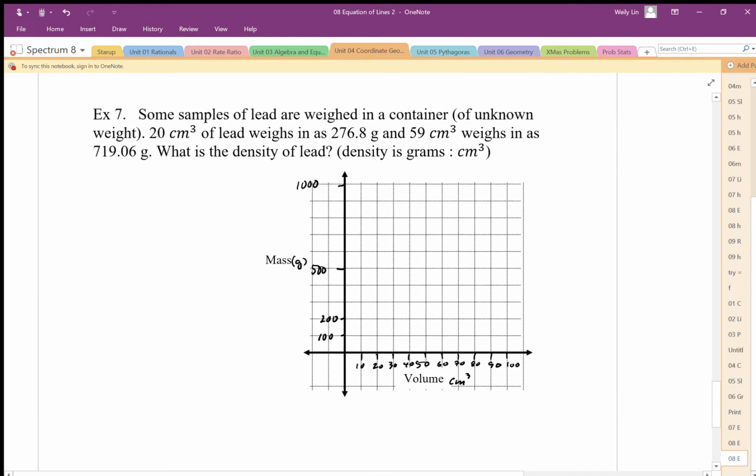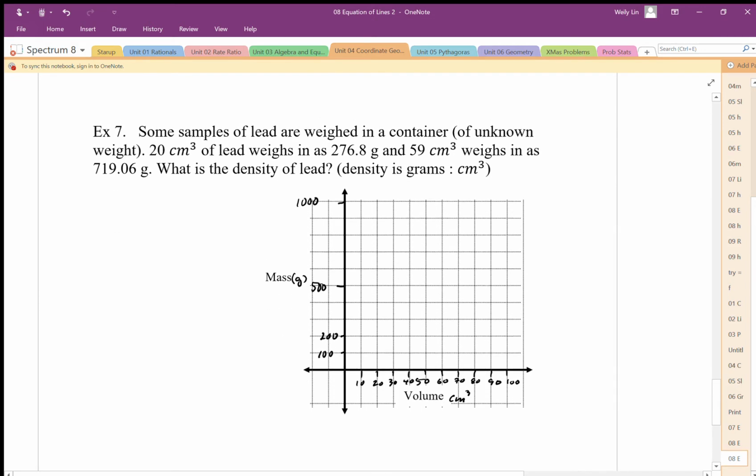For this one here, we're looking at some mass compared to volume. Well, mass compared to volume is density. Okay, when you talk about the ratio of mass to volume, we're talking about density. So we've got some samples of lead, and the container has an unknown weight. So the container is going to be part of the mass that we calculate. So we're not going to get the full mass of the lead.